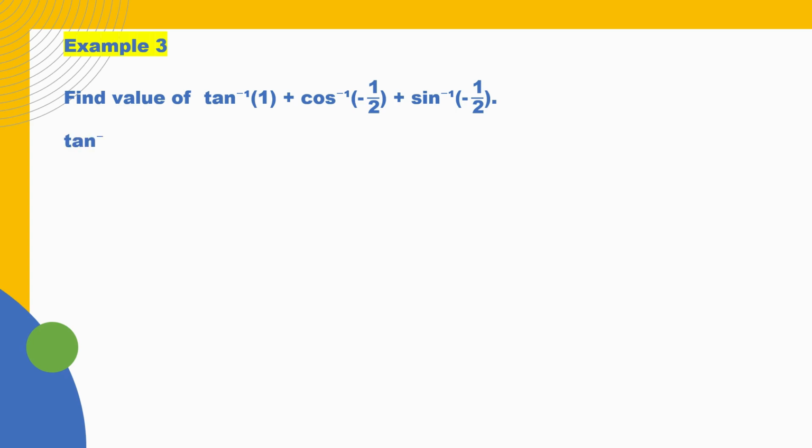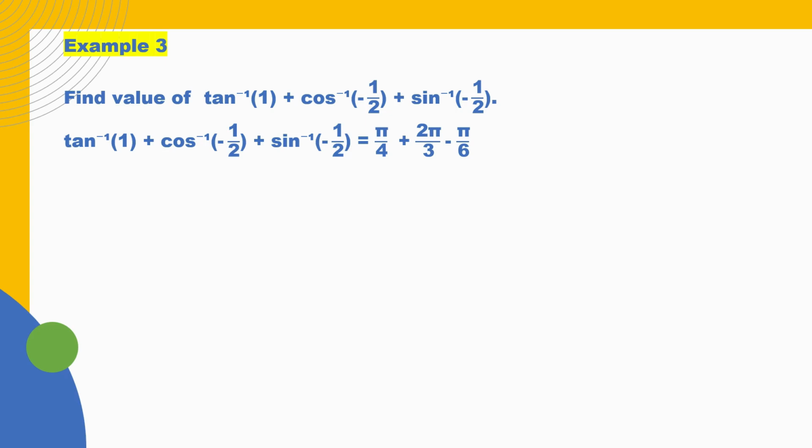So tan inverse of 1 equals π/4. Cos inverse of -1/2 equals 2π/3. Now you must be wondering, why can't we take 4π/3? Because 4π/3 is outside the principal value range of inverse cosine. Similarly, sine inverse of -1/2 equals -π/6.